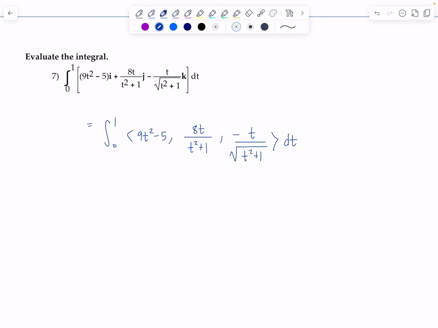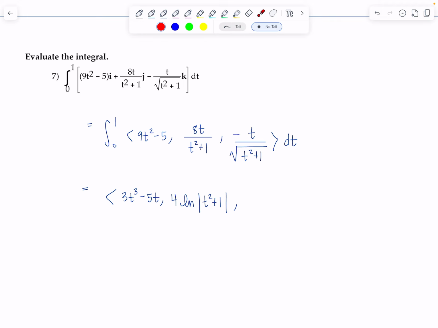Okay, so taking the antiderivative of the first component, you're going to get 3t cubed minus 5t. The second one, if you did a u sub, then you would need to change the limits of integration, so you would need to break that one off separately. I don't feel like doing that, so I'm just going to do it in my head. If u is t squared plus 1, du would be 2t dt. I have 4 times that. So we have 4 ln absolute value t squared plus 1.